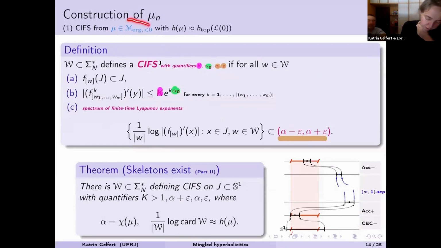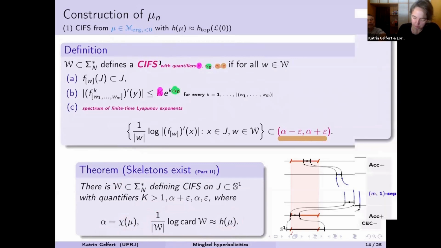Okay, so suppose that we start with an ergodic measure of contracting type. And the first result is that such skeletons, here skeletons appear again, do exist. So meaning that there is a family of words which defines a contracting iterated function system with certain quantifiers, and in fact such that this contraction rate is close to the exponent, and this should be the central exponent of my measure mu. And the cardinality of those words is close to the entropy of this initial measure.